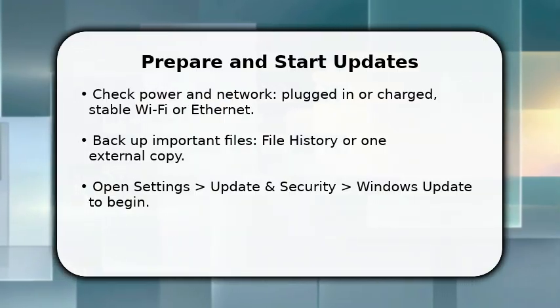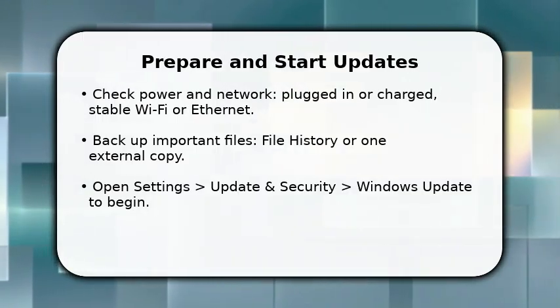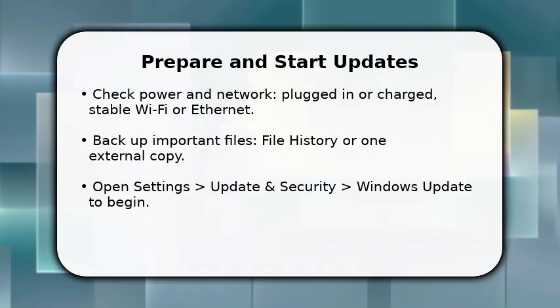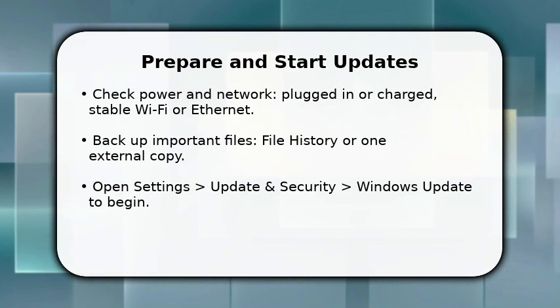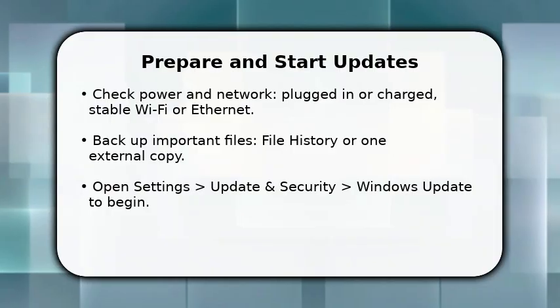Now open Settings, navigate to Update and Security, and choose Windows Update. This launches the system's upgrade checks and shows pending patches. This step kickstarts the whole process and reveals required restarts or optional feature updates.